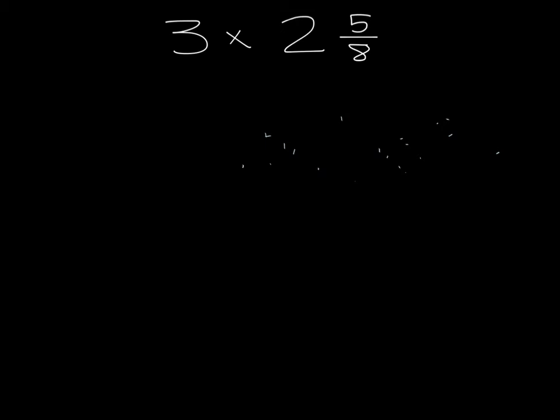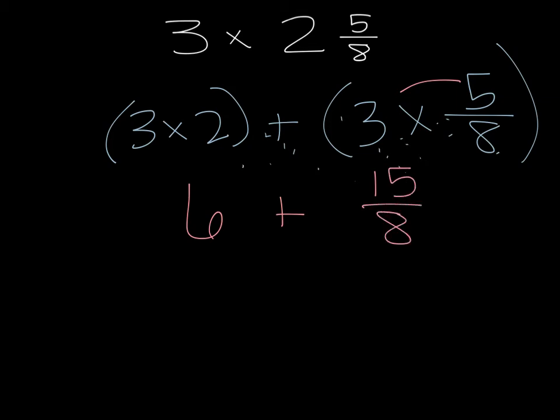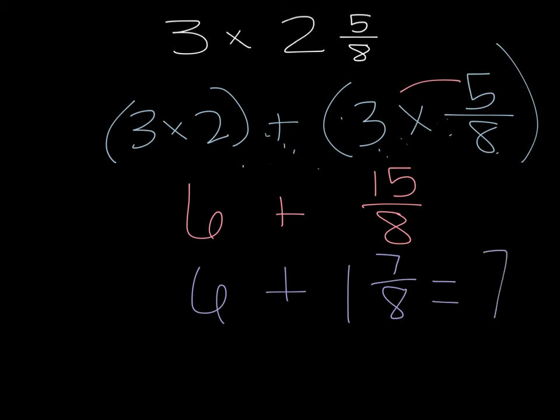When you distributed, you should have gotten 3 times 2 plus 3 times 5/8. Now we actually multiply. 3 times 2 equals 6. 3 times 5 is 15 over our original denominator of 8. Now I'm going to convert my improper fraction into a mixed number. So I know that 8 can go into 15 once. I'll have 7 left over. When I take 6 plus 1 7/8, I get 7 7/8.